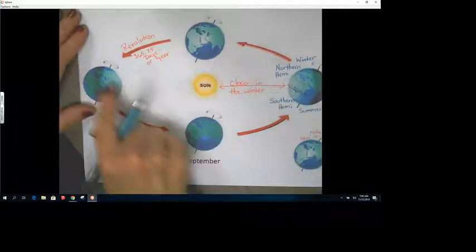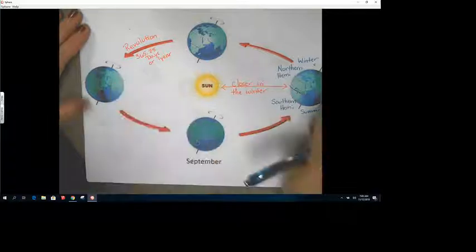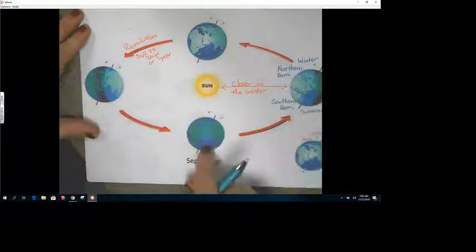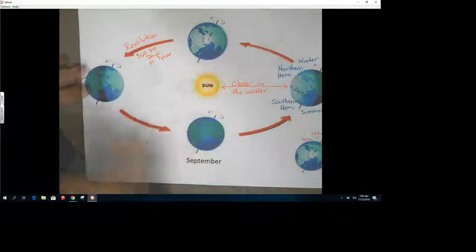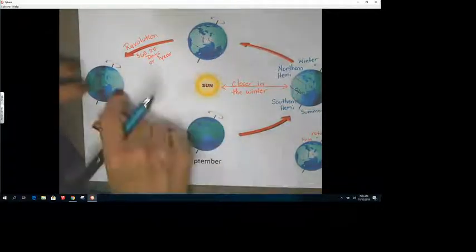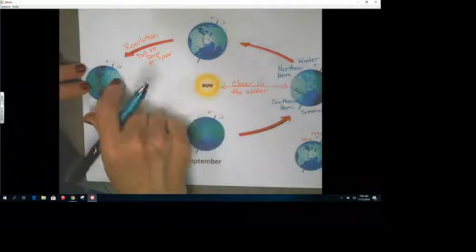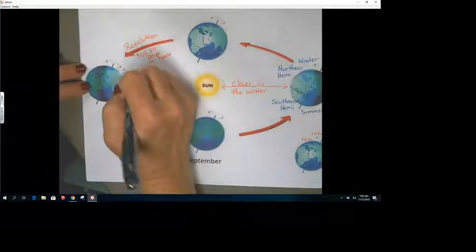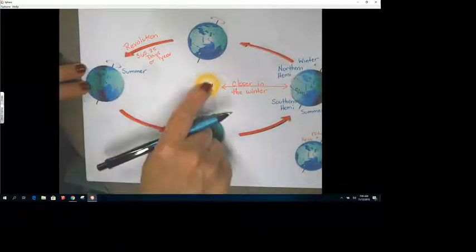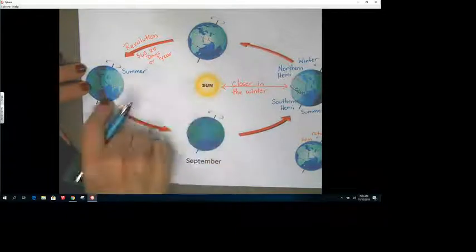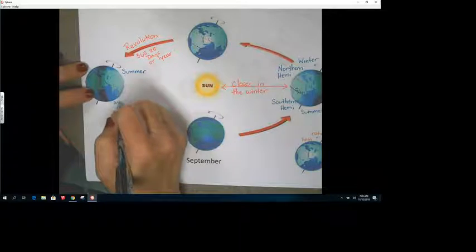You will always find winter and summer to be on the horizontal plane and fall and spring to be on the vertical plane. Alright? In every picture that you see. So then here, if winter is here in the northern hemisphere, that means this is summer because the axis is pointed towards the sun. So therefore, the southern hemisphere is in winter.